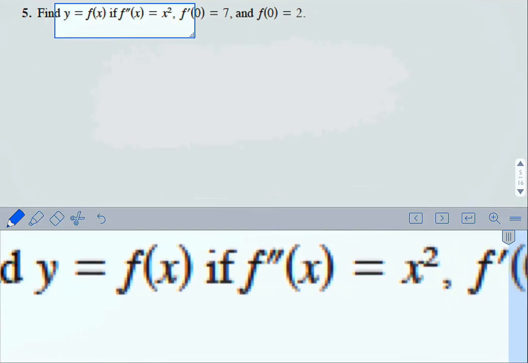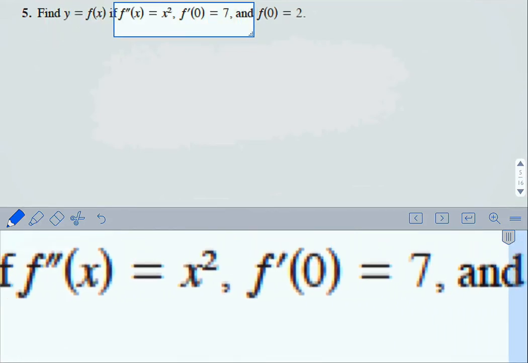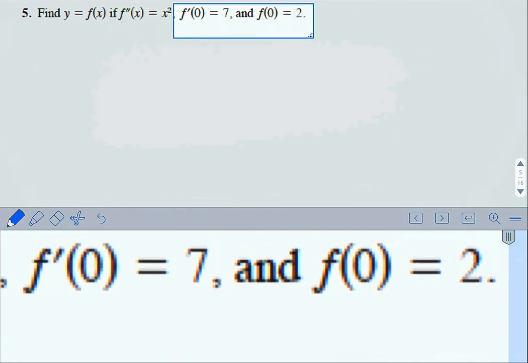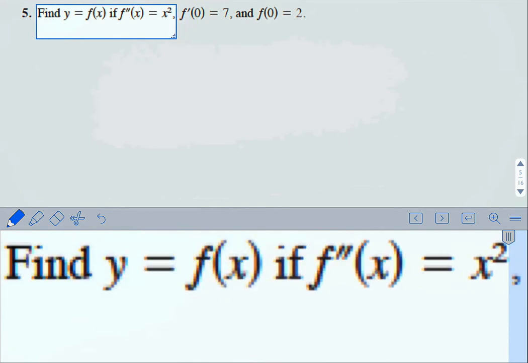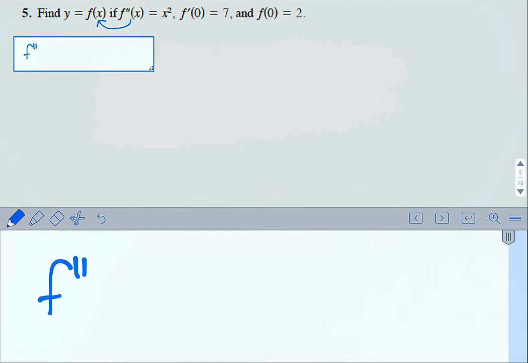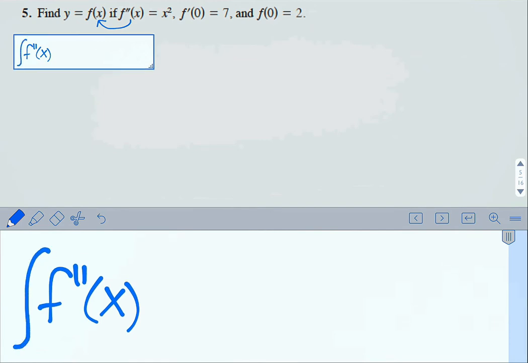So in this example, we know that the second derivative of x is x squared, f prime of 0 equals 7, and f of 0 equals 2. And what we're trying to do is get all the way back from the second derivative to the original function. So what we're going to do is take our second derivative, and we want to find the integral of it.